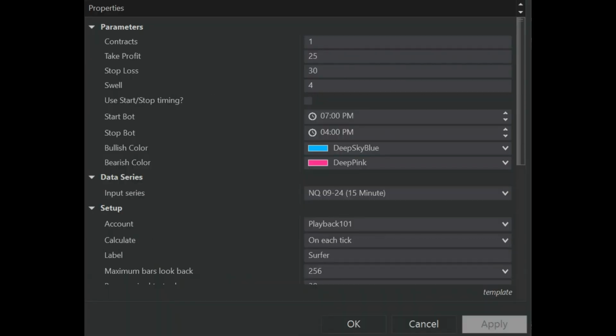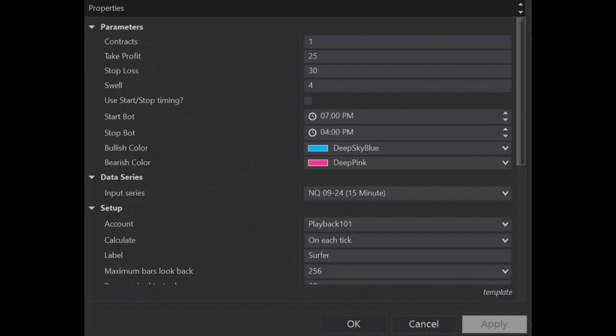Okay, so let's take a look at the parameters for our Surfer bot. Okay, we start with our contracts. I like to keep my contracts quite low for this bot, because knowing that it could potentially take a number of trades throughout a trading day. Okay, so you could be looking at 3 to 5 to 10 to 15, depending on your settings, number of trades. So I want to make sure that my contracts are low, so that if I do take a couple of losses, I'm not going to be blown out of the water and lose an entire account because of that.